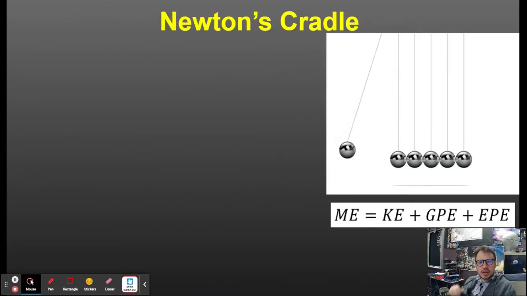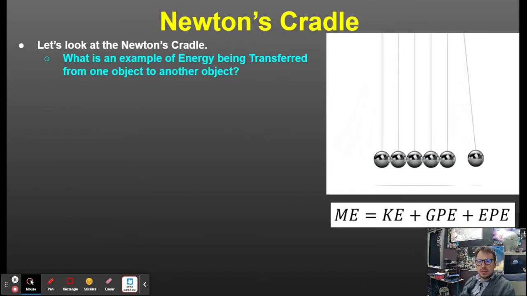So let's answer this question though. Why doesn't the Newton's cradle go forever? So this is the Newton's cradle. It's an example of energy being transferred from one object to another, right? Remember, energy like momentum can transfer. You can see that energy is being transferred back and forth to each of those ball bearings.